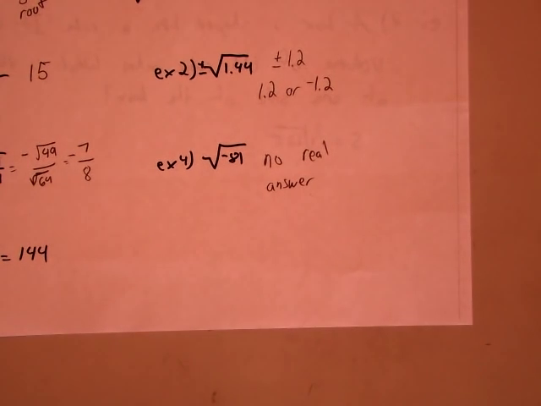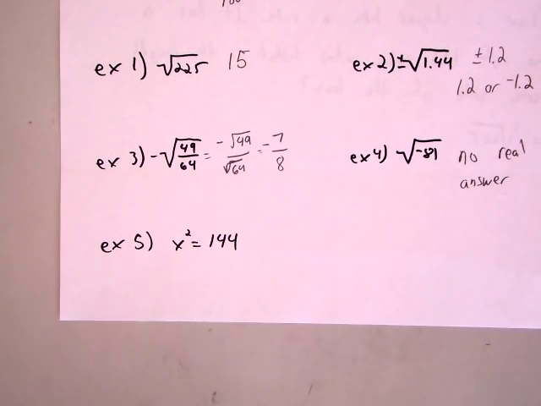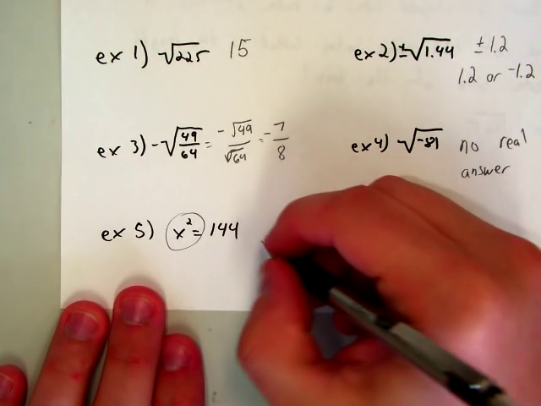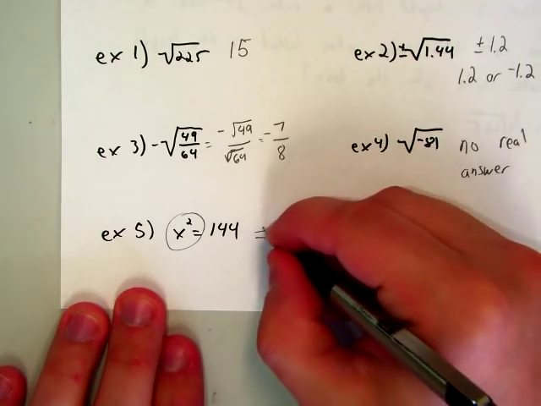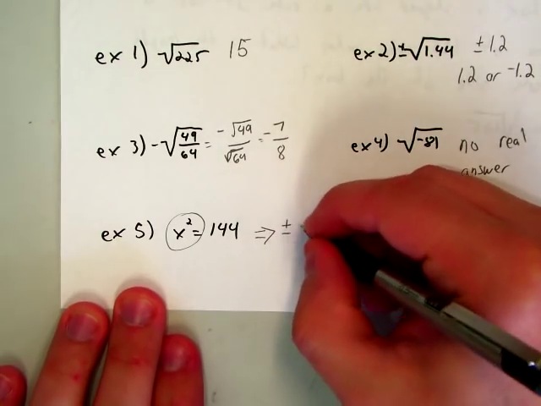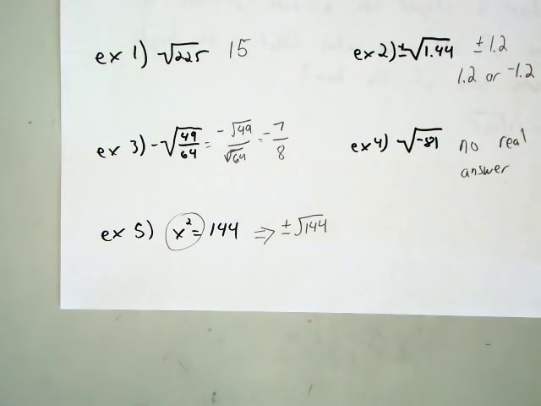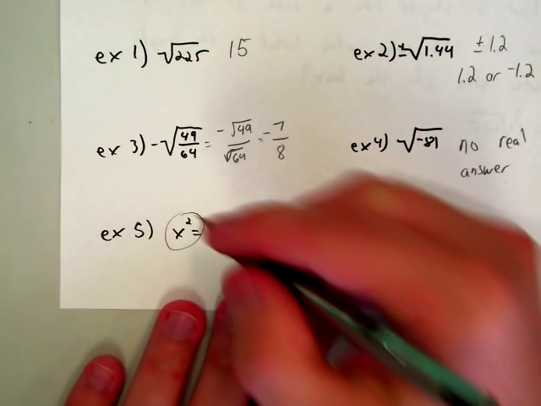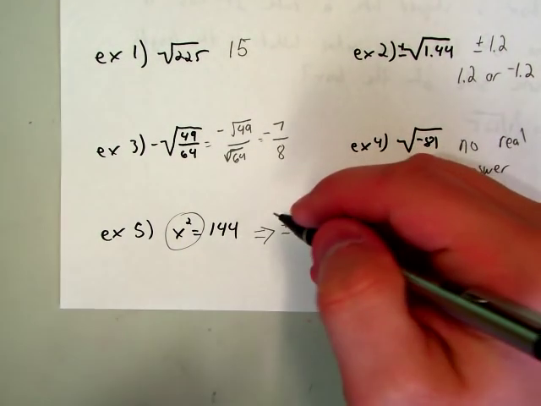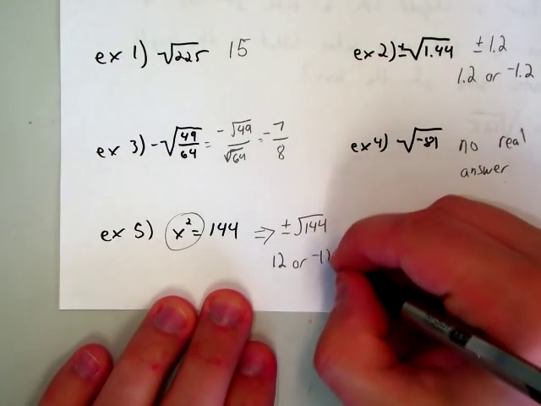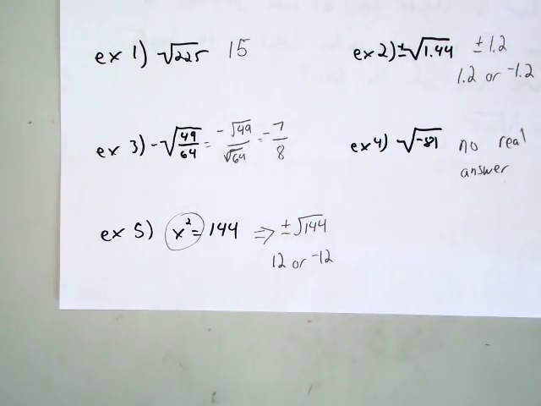All right, example 5 then. This one's going to be a little bit more difficult, because now we have x squared equals 144. When we see x squared, what we're really looking at is this problem. So what this means is that, in this case, x could be positive, which would be 12, or x could be negative, because negative 12 times negative 12 is also 144.